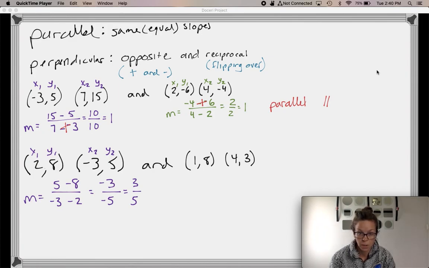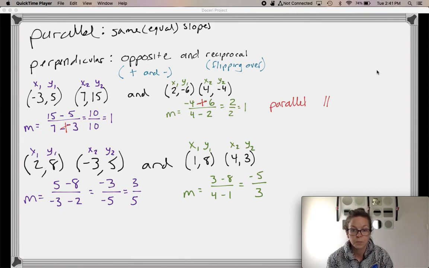Second line, for comparison, name it point number 1, point number 2, and our slope is y2 minus y1 over x2 minus x1. So 3 minus 8 makes negative 5. 4 minus 1 makes 3. So now we want to compare these. For parallel lines, we need to have equal or exactly the same slopes. 3/5, negative 5/3. Those are not exactly the same, so they're not parallel lines.